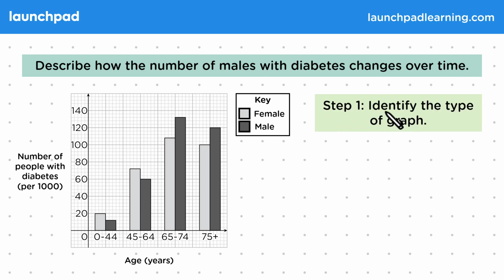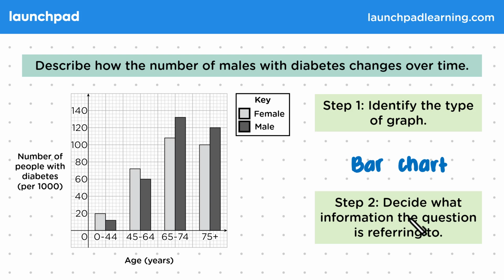So for step 1, identify the type of graph. It's important to recognise what type of graph it is so you know what the information represents. So the graph in this example is a bar chart. It shows a range of numbers on the bottom axis, but it's not a histogram.